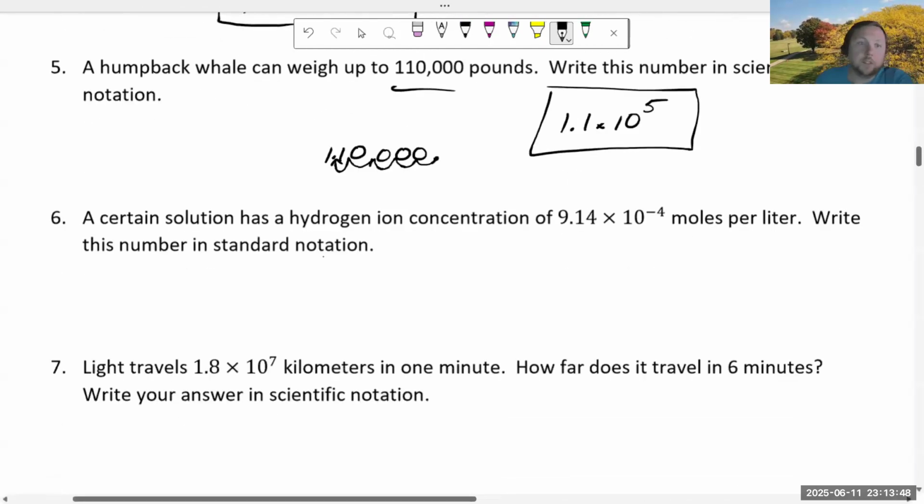A certain solution has a hydrogen atom concentration of 9.14 times 10 to the negative 4 moles per liter.